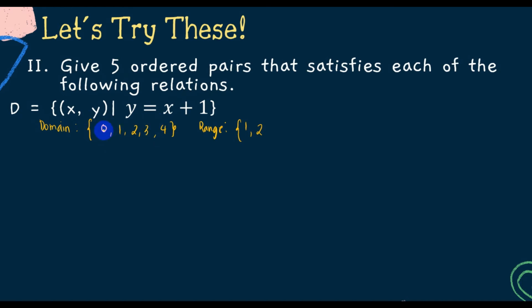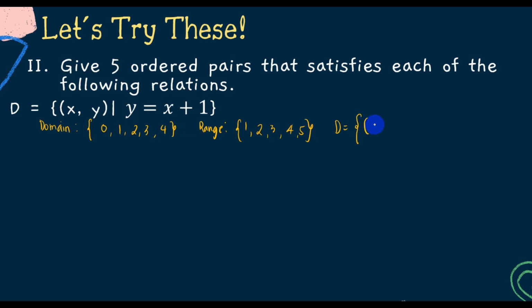So, parang nagsasubstitute po tayo ng domain natin dito sa rule. Ito po yung rule natin, x. So, nasa na tayo? 2. 2 plus 1 is 3. And then, 3, ang ating x, plus 1 is 4. And then, 4 plus 1 is 5. So, meron na tayong domain, meron na tayong range. Now, we can write set of ordered pairs for this relation.